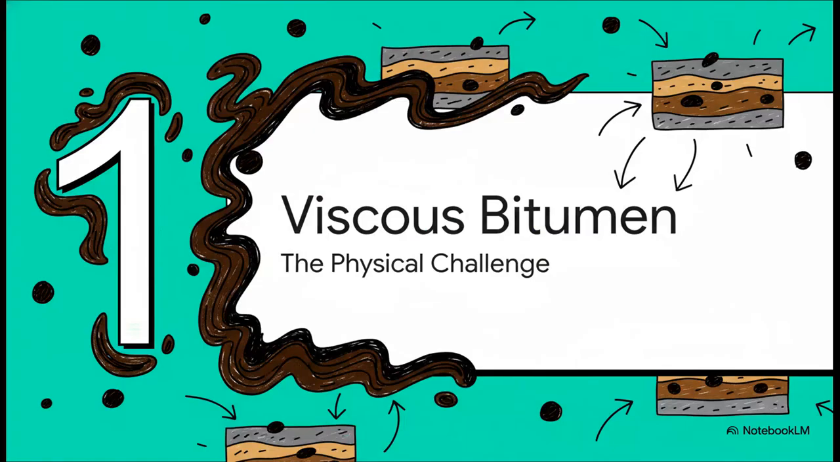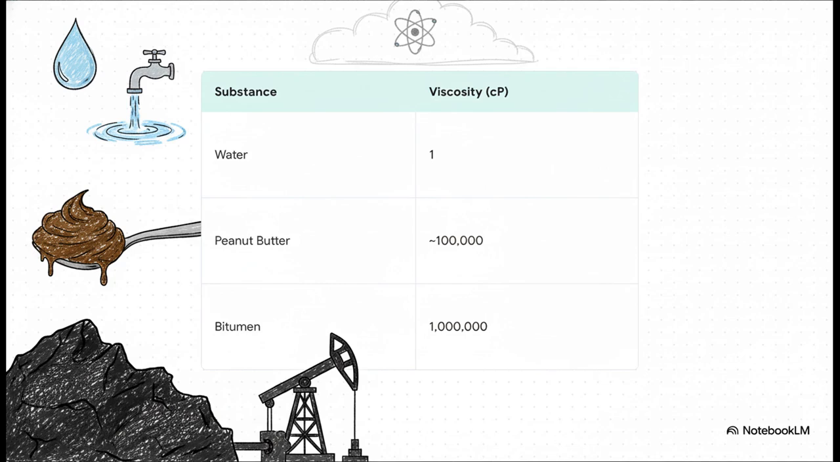Okay, so it all starts with one single, immense problem, the nature of the bitumen itself. Deep underground, this stuff is not the liquid crude oil you might be picturing. Not even close. In its natural state, it's basically a solid. And this slide, wow, this really puts the scale of the problem into perspective.